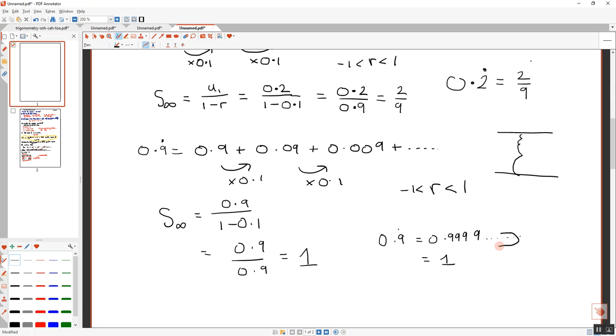I suppose a better way of saying it, rather than equals one, would be that it approaches one, which may be a bit better to say. But it is one. Okay?